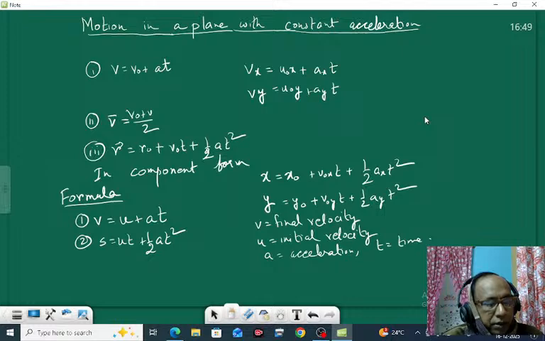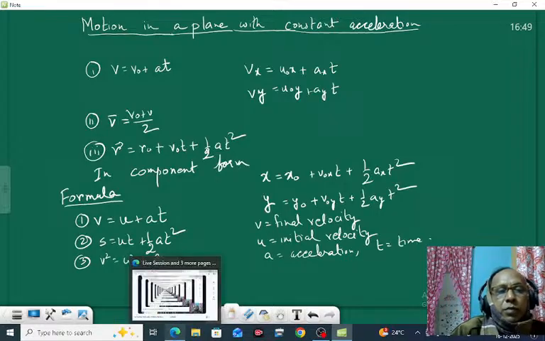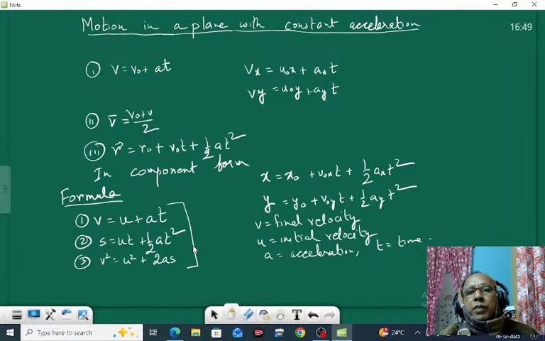Not only that, you can find another formula, number 3, that is v square is equal to u square plus 2as. These 3 formulas you have to remember later on for motion in a plane with constant acceleration.